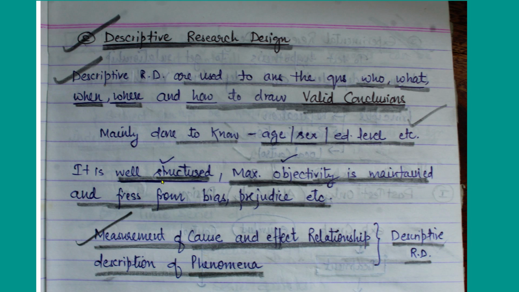So it is well structured, and maximum objectivity is maintained. It means that unbiasedness is maintained, free from bias, prejudice, etc. It is mainly done to know age, sex, education level, etc. It means that in social science research, we follow many descriptive research designs. Measurement of cause and effect relationship means we have a set of independent variables and dependent variables, and we will see the effect of variance in independent variables, how it is affecting our dependent variable, and description of phenomena.